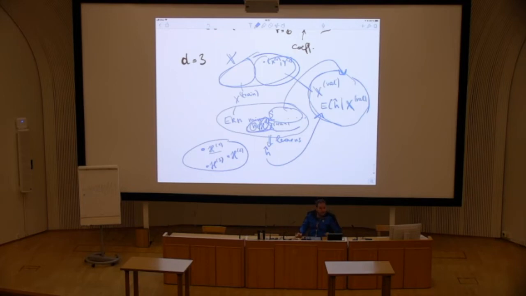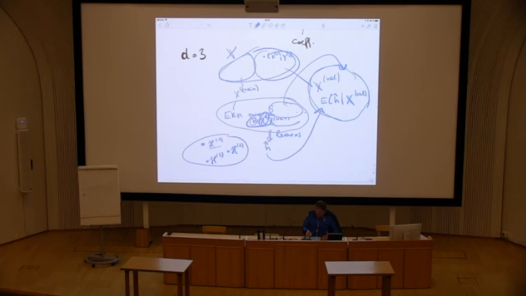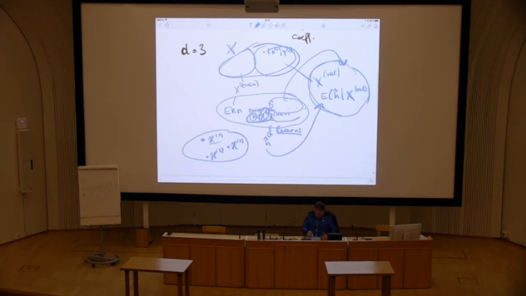Yes? What was the name of the h hat? This is the predictor which has been learned by empirical risk minimization. If we use a polynomial space as hypothesis space, then this would be the optimal polynomial on the training set with degree d.